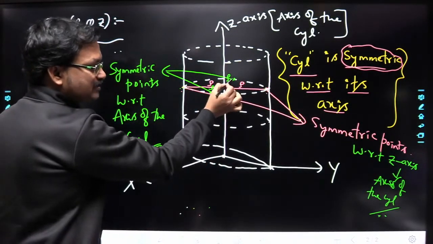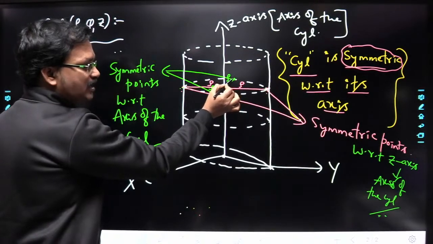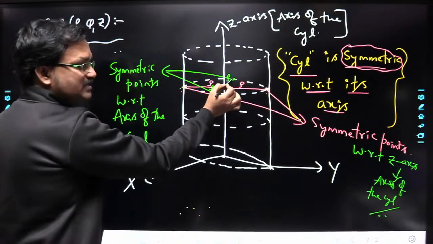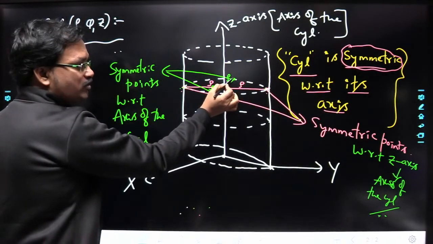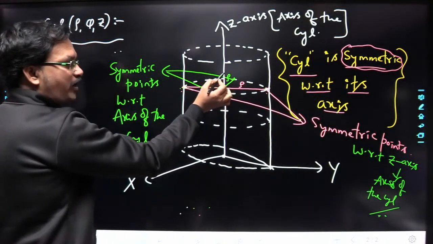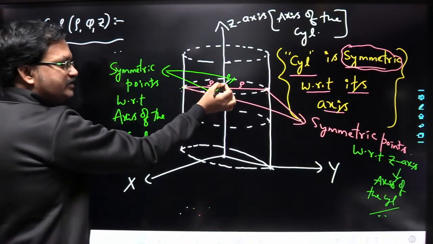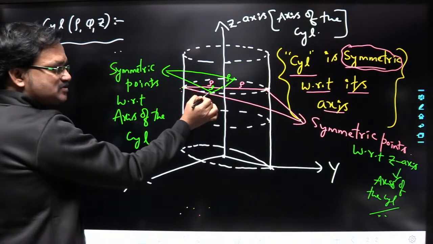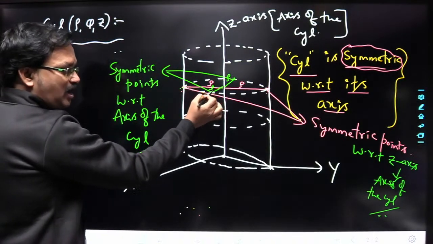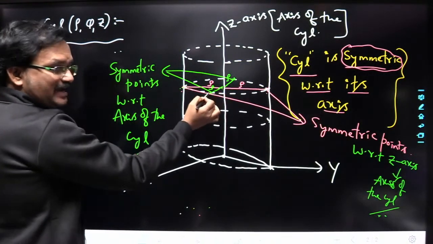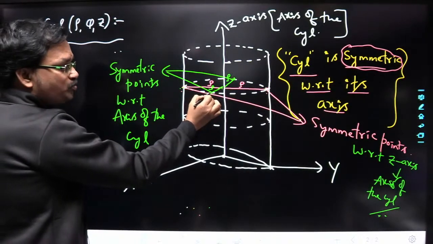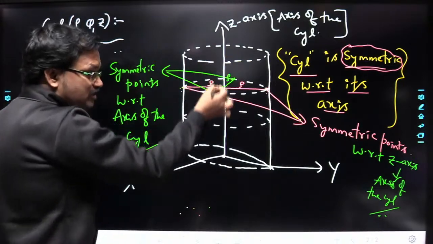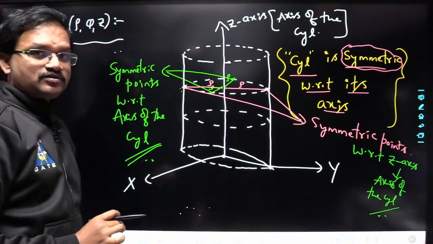Now, if you consider a point here which is at a normal distance rho from the z-axis, for this point you can find the same similar point on the opposite side, exactly at 180 degrees, at the same normal distance rho from the z axis. So we call these 2 points symmetric with respect to this z axis.